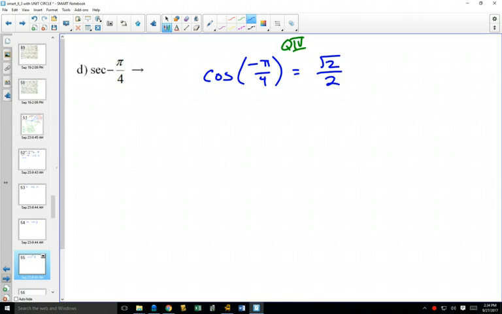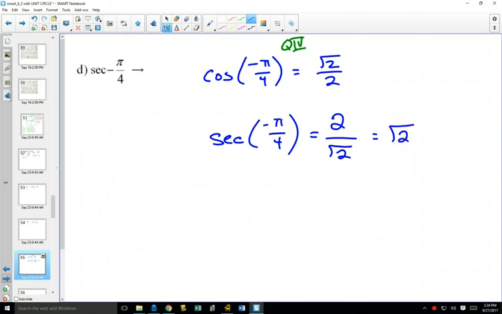Once you figure out what cos is, you can now figure out secant, which will be the reciprocal of the answer. 2 over root 2, which if you rationalize is equal to root 2. You might remember that root 2 over 2 was 1 over root 2 before we rationalized it.